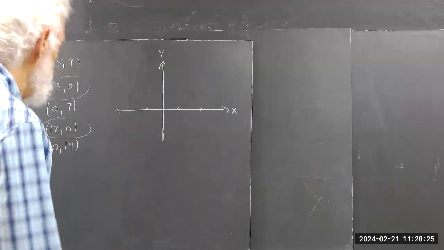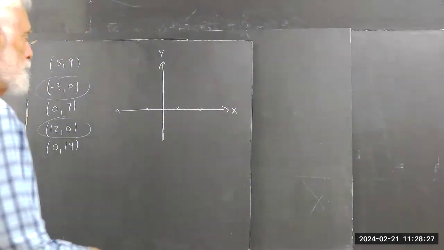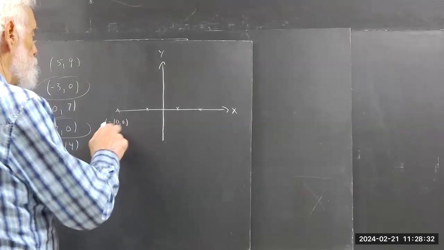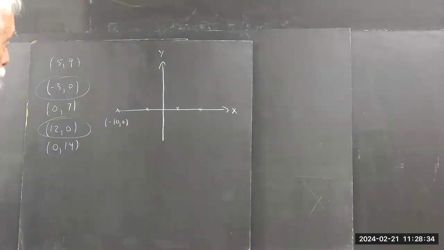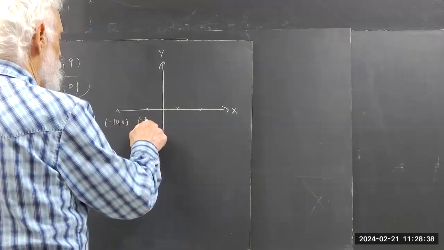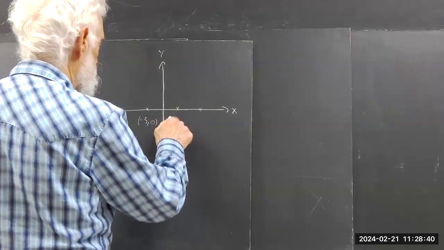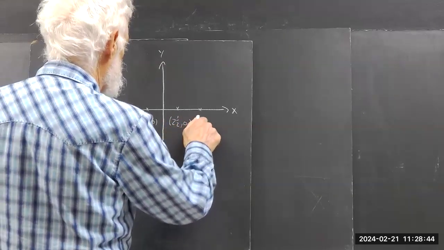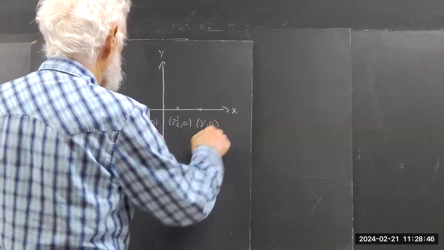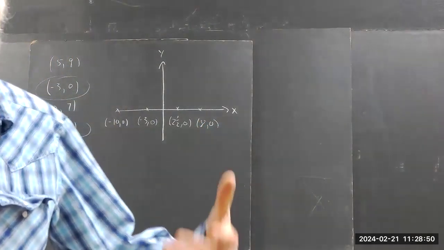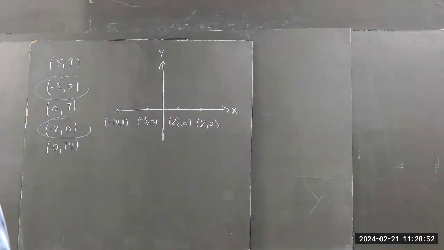So mark some points on the x-axis, give one of them some coordinates. Let's say this is negative 10, 0. You know that the y-coordinate has to be 0. Now, if this is negative 10, 0, and this looks like it might be about negative 3, 0, and this looks like it might be about 2.5, 0, and this one looks like it might be maybe 8, 0. Okay. They all have y-coordinate 0.